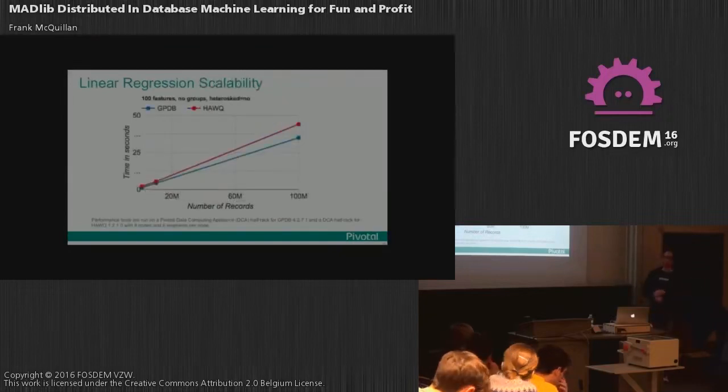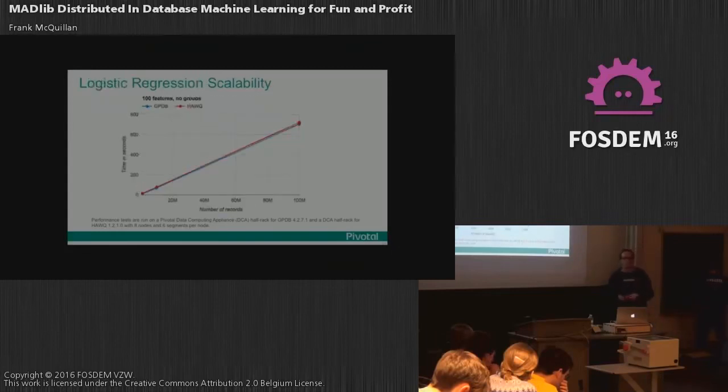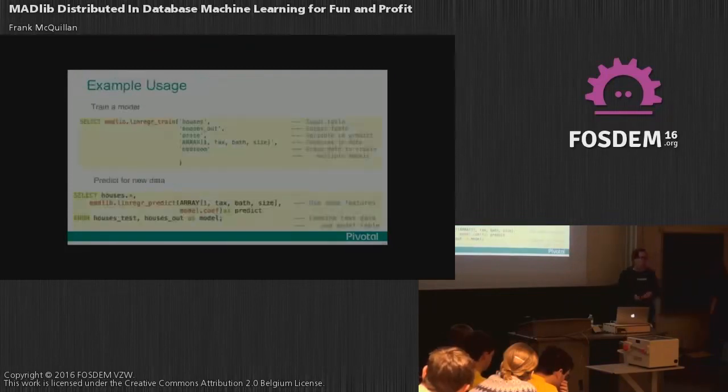With respect to scaling by data size, this shows linear regression scalability for 1 million, 10 million, and 100 million records. You see that it's linear, both on Greenplum as well as on Hawk. This is logistic regression, scaling again linearly.